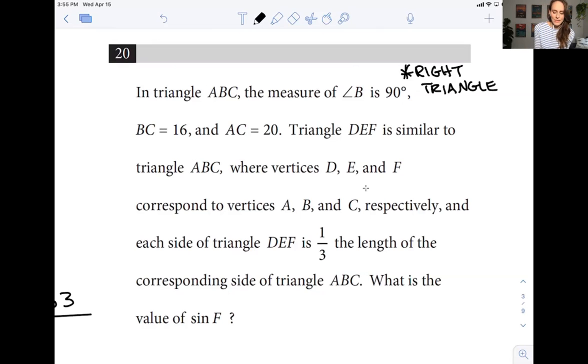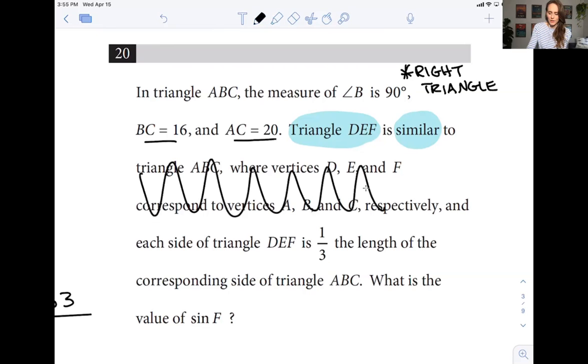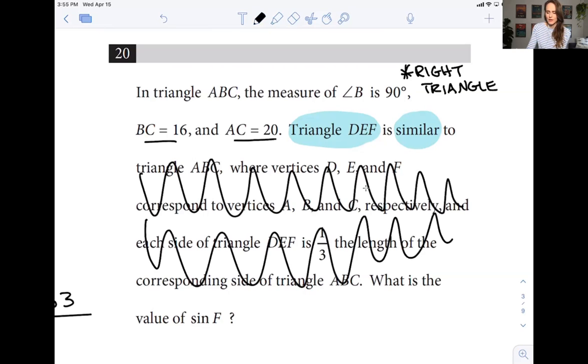Then they give us that BC equals 16, AC equals 20. Triangle DEF is similar. So the moment I read that a triangle, another one is similar, I basically stop paying attention for the most part, especially when I have a right triangle. So similar right triangles have the same respective trigonometric ratios. That means I can ignore basically all of that. Doesn't matter, okay?